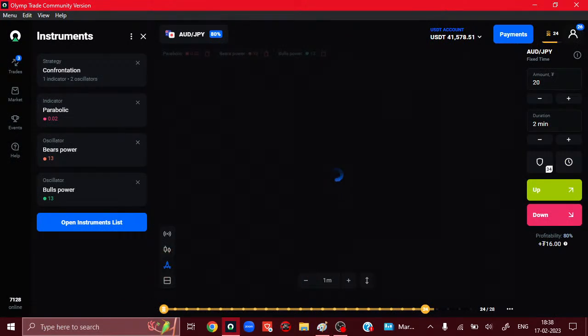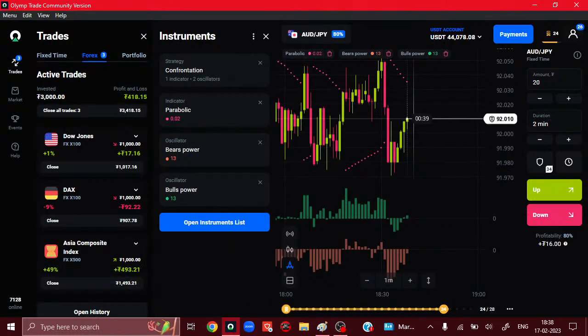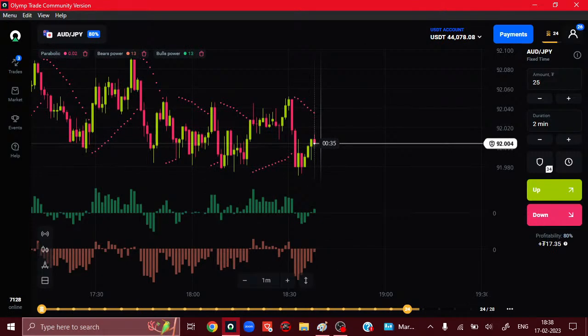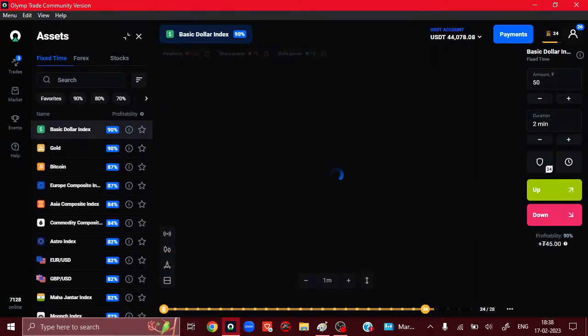For example, let us have a live demonstration of the martingale formula. The previous trade we entered for 20 USD and we lost it. The next trade I will be making for 50 USD. Let us try to find another entry using the confrontation strategy, guys.